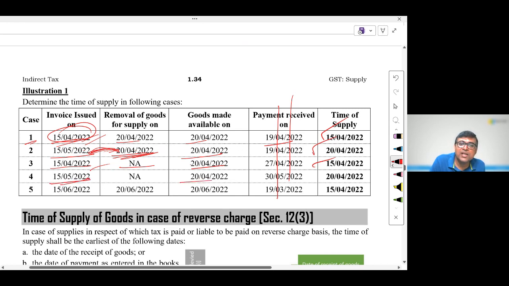15th May, 20th April. I believe 20th April should be considered as the time of supply. 15th June, 20th June. It should be 15th June 2022 that is considered as the time of supply.